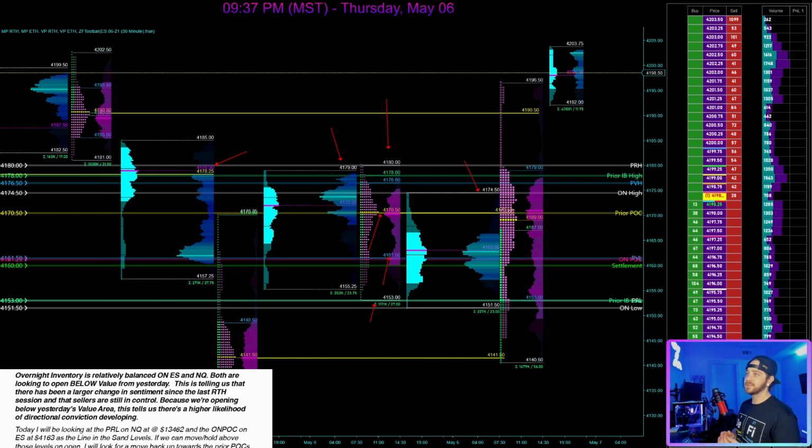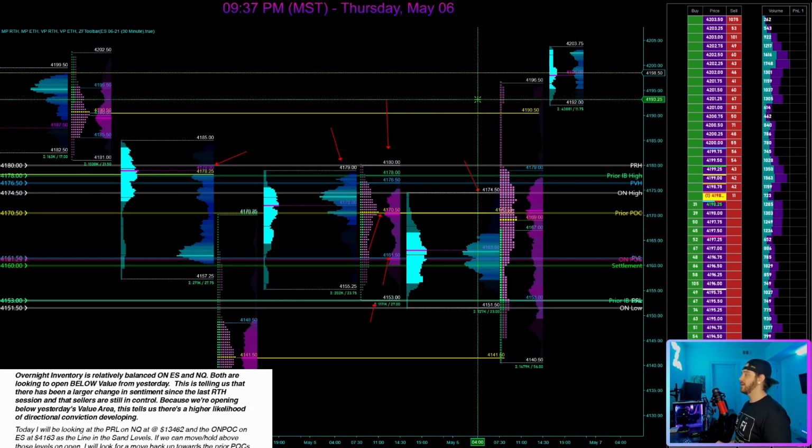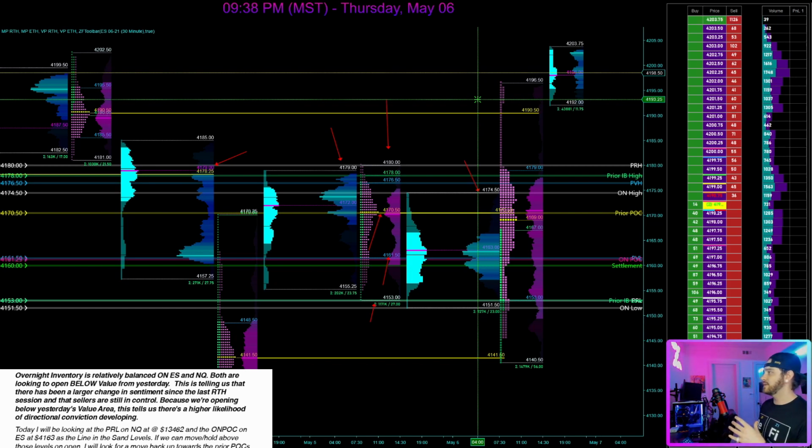Okay, so with that said, you can see that I say that both NQ and ES are looking to open below value from yesterday, which tells us that there has indeed been a slight change in sentiment because we are not opening directly inside of the value area. So although there hasn't been much change in sentiment, there's been a slight change. If you start to learn about the market profile, specifically from Jim Dalton's book, Mind Over Markets, he talks about different profile open types and the amount of directional conviction that those open types hold.